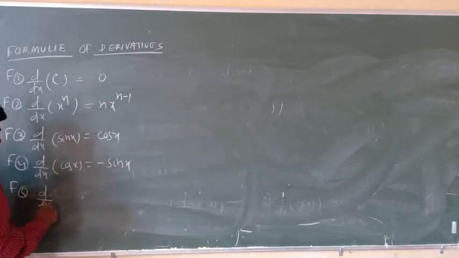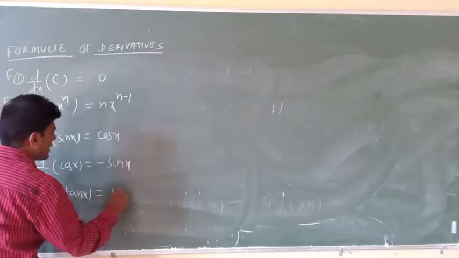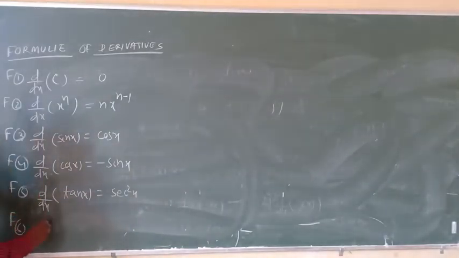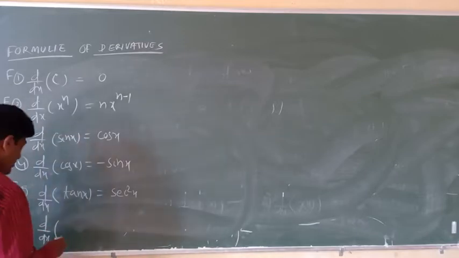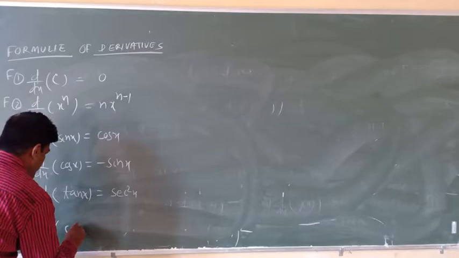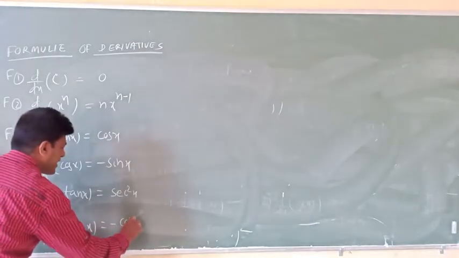Formula 5: d by dx of tan x is equal to sec square x. Formula 6: d by dx of cot x is minus cosec square x.